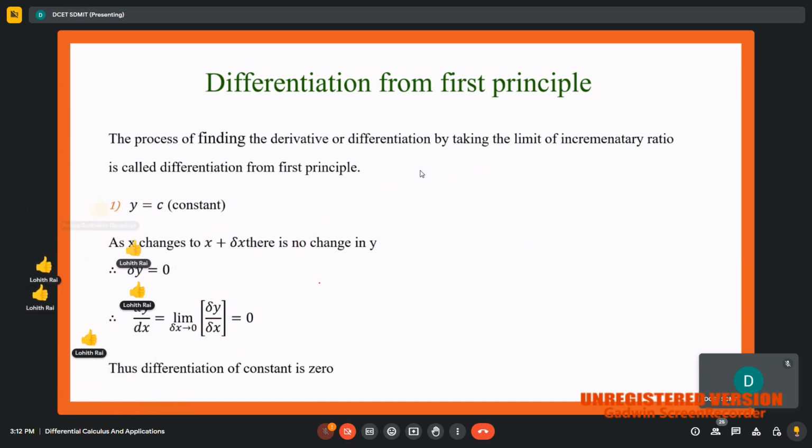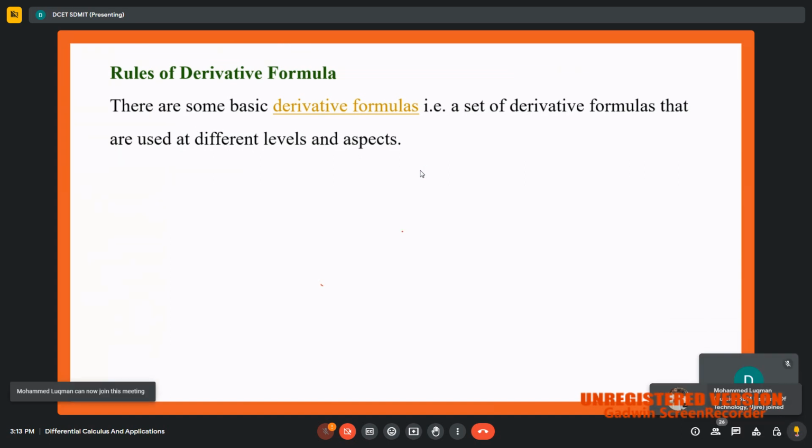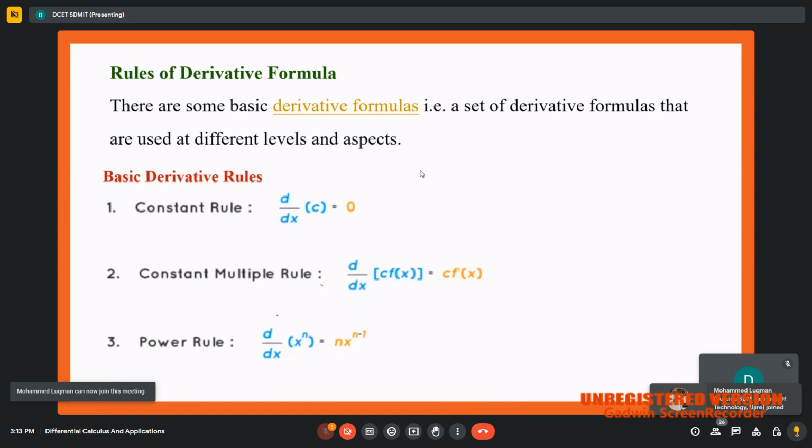Okay. Now, see here, rules of derivative formula. Now we are going to study the rules. Here we are studying many rules: the product rule, the constant multiple rule, the addition rule, the division rule, and the subtraction rule. Many rules we are studying here. See here, basic derivative rules.